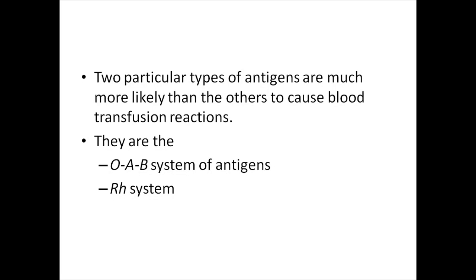Particularly, there are two types of antigen or surface protein that are more likely than others to cause transfusion reactions. The blood cell surface has multiple surface proteins, or what you call antigens, the identification system. But there are two main surface antigens that are more likely to cause a transfusion reaction if they mismatch with their antibodies. The first is the ABO system of antigens, and the other is the rhesus or RH system of antigens. All these are surface proteins, or antigens, found on the surface of blood cells. And if these surface proteins mismatch with what the antibody knows as the common surface protein found within the body of the individual, what happens is what we call a transfusion reaction.